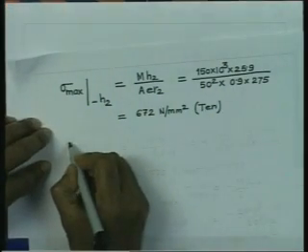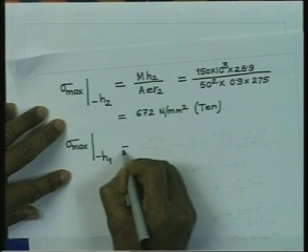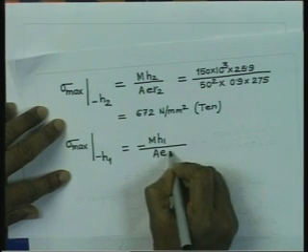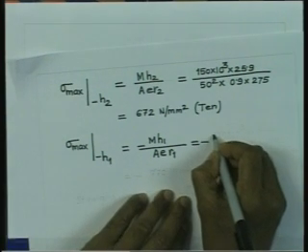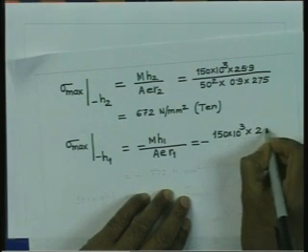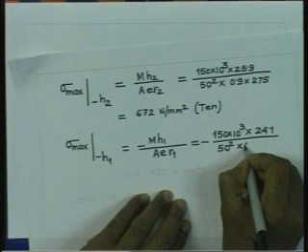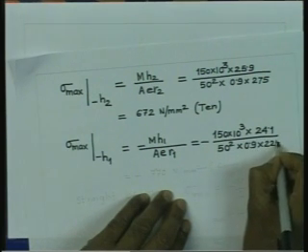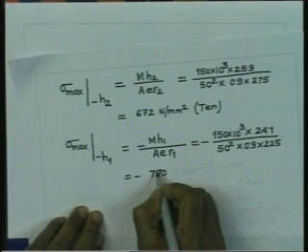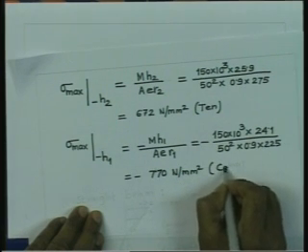Similarly, the stress at the top fiber is equal to minus M h1 by A e r1, which is 150 into 10 to the power 3 into 24.1 divided by 50 square into 0.9 into 225, and if we simplify this gives us 7.70 Newton per millimeter square, and this stress is compressive stress.